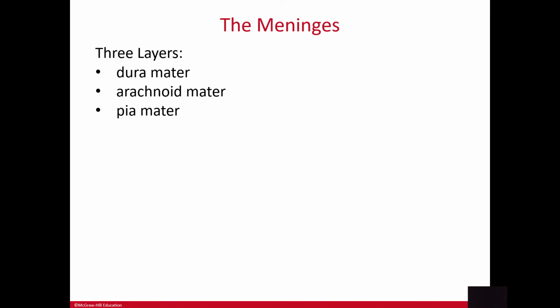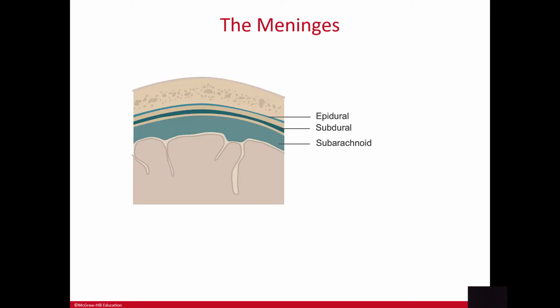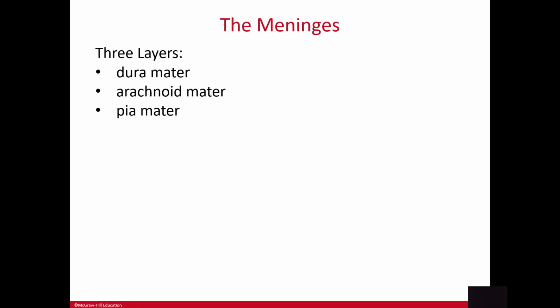The area between the dura mater and the walls of the vertebrae or skull is referred to as the epidural space. Remember, epi means above or upon, so epidural means above the dura. The subdural space is the space below the dura mater. And similarly, the subarachnoid space would be the space below the arachnoid layer, so between the arachnoid layer and the pia mater.